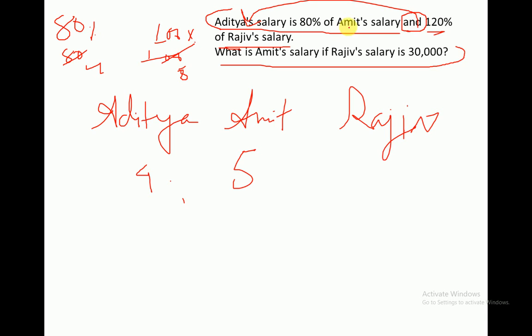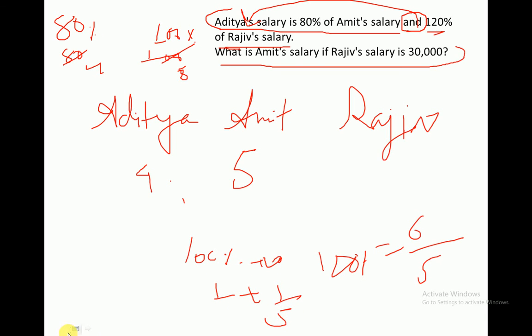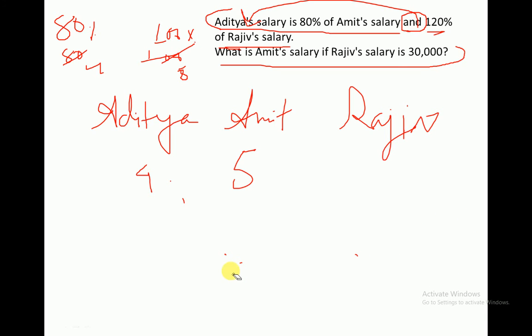Okay, so Aditya's salary is 80% of Amit's salary, and Aditya's salary is 120% of Rajiv's salary. If Aditya's salary is 120% of Rajiv's salary, then 120% means 6/5, because 100% plus 20% is 1 plus 1/5. So that's why it's 6/5. So Aditya's salary is 6/5 of Rajiv's salary, right? So say Aditya is 6 and Rajiv is 5.